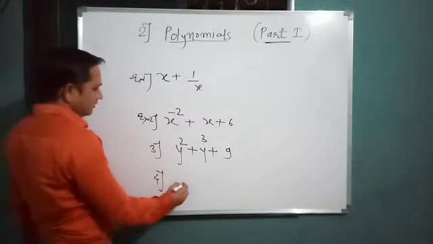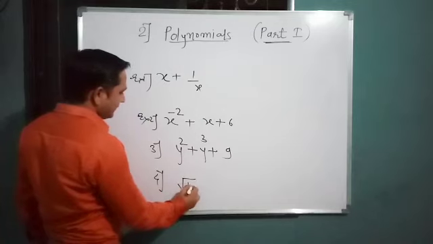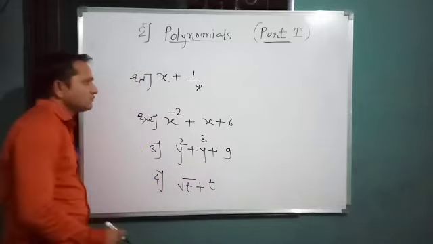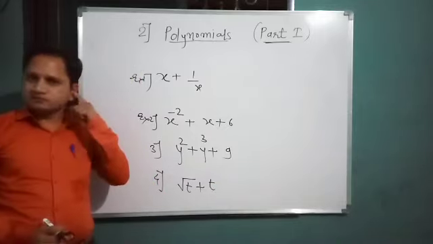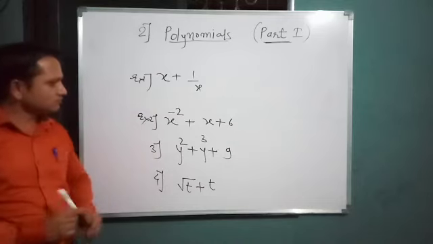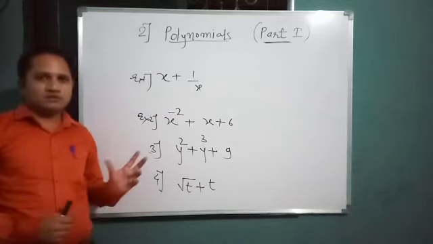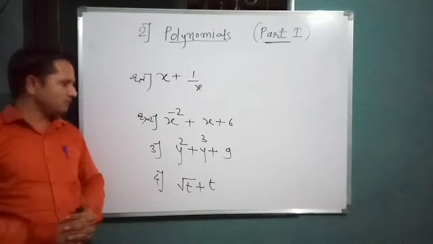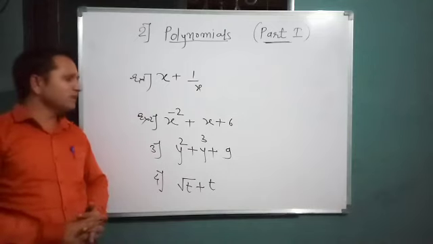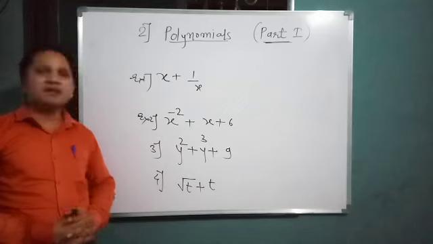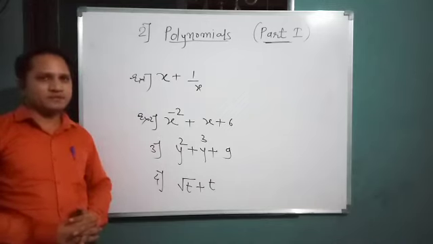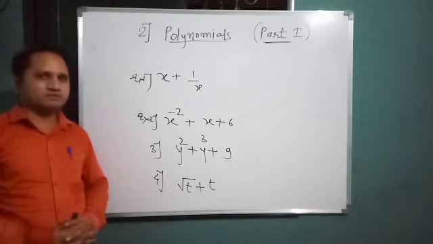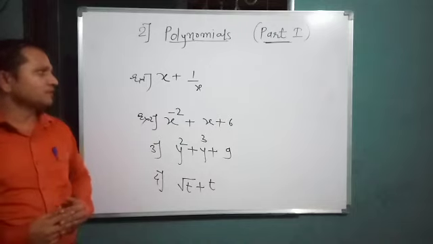Fourth example, under root of t plus t, like this way. Now in these examples, example 1, example 2, example 3, example 4. In example 1, the variable is x, and there are two terms. One is x, second is 1 upon x.